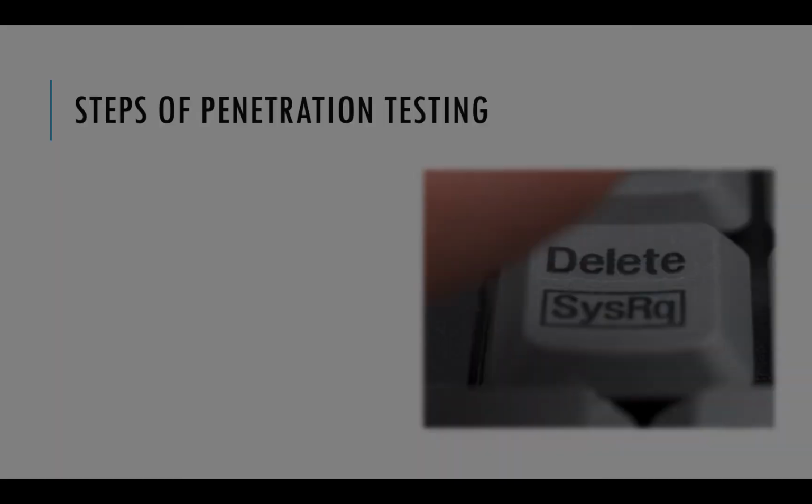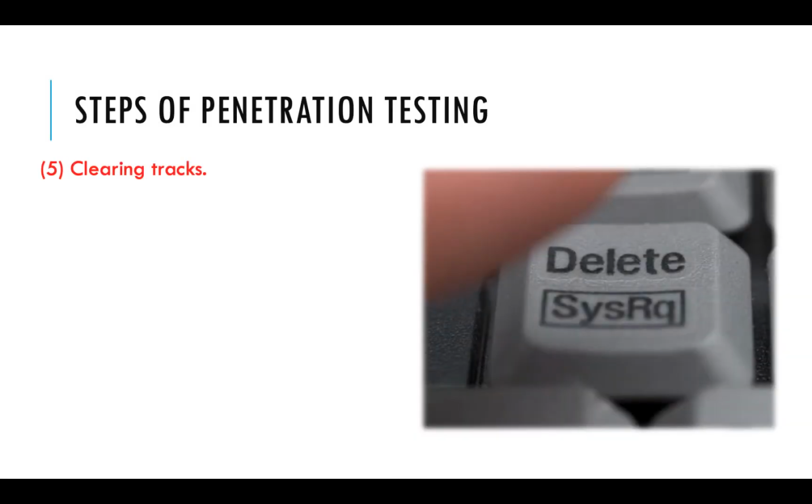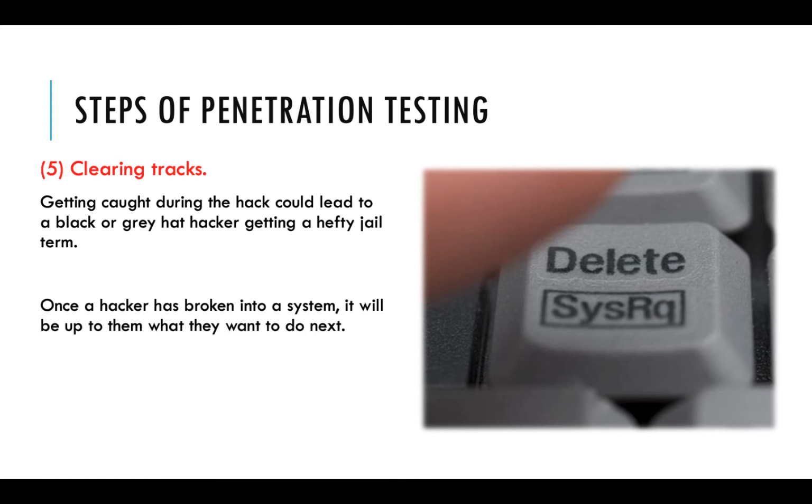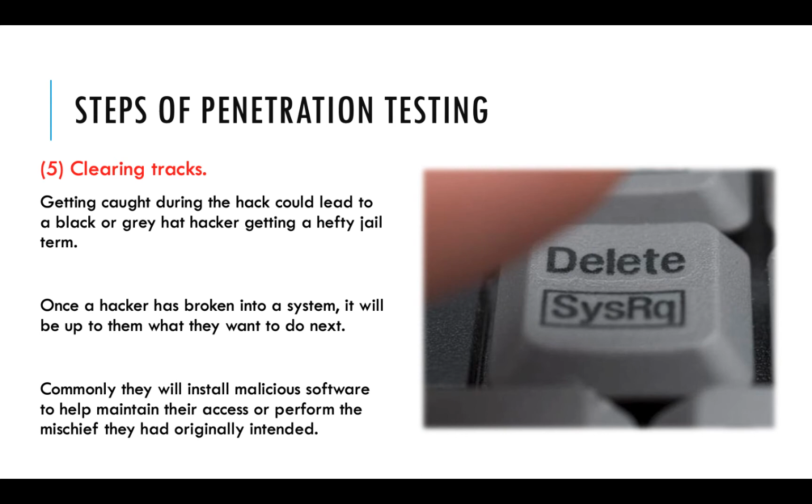But if we do indeed find one and we can get in and out, the last step is to clear our tracks. Getting caught during the hack could lead to a black or grey hat hacker getting a hefty jail term. Once a hacker has broken into the system, it will be up to them what they want to do next. They can copy documents, they can financially drain bank accounts, but more often than not, they'll install malicious software to help maintain their access or perform mischief that they had originally intended to do.